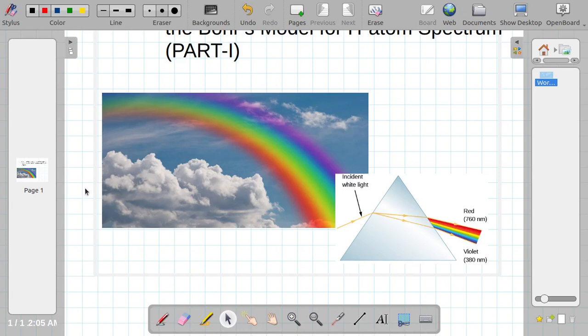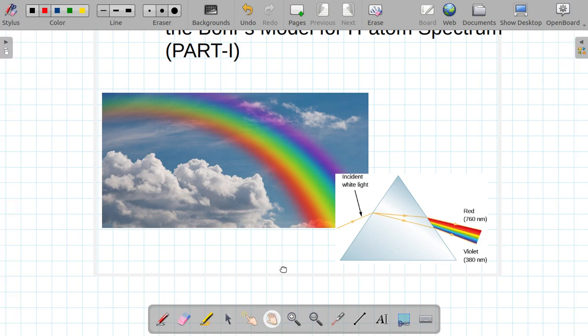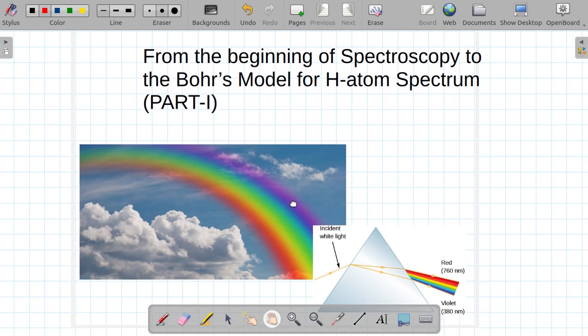Welcome to this lecture. This lecture is based on the beginning of spectroscopy, and from beginning we will move towards the Bohr's model for hydrogen atom spectrum.